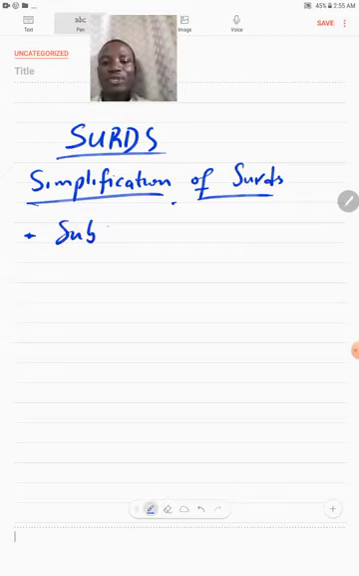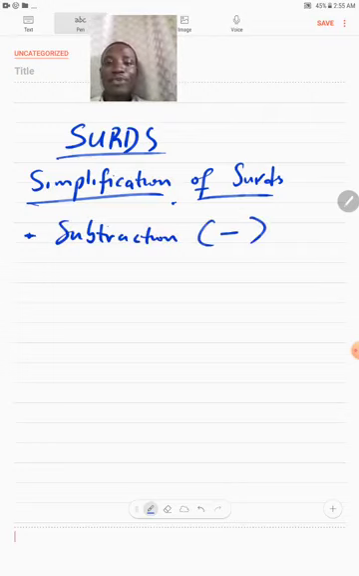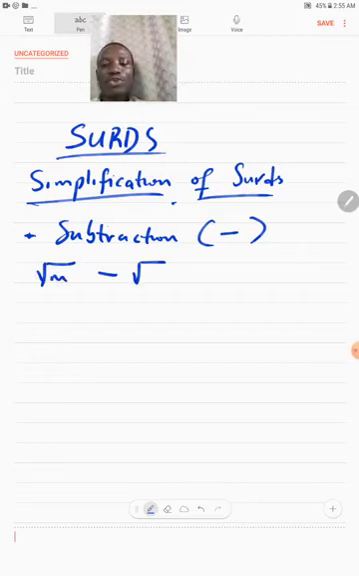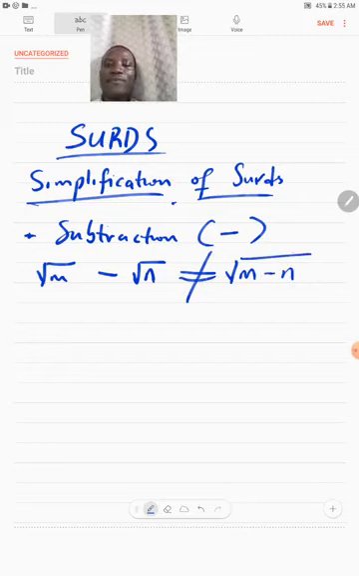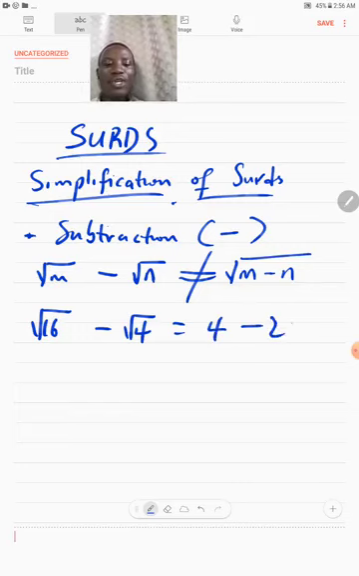So let's say subtraction. Root m minus root n is never equal to root of m minus n. So very important. Let's also use numbers to test this out. Root 16 minus root 4. If we do this separately, 4 minus 2, that will give me 2.